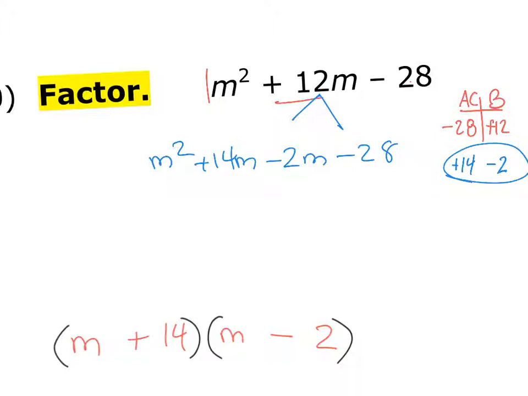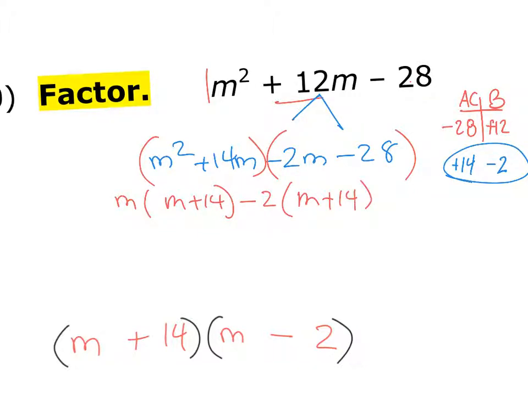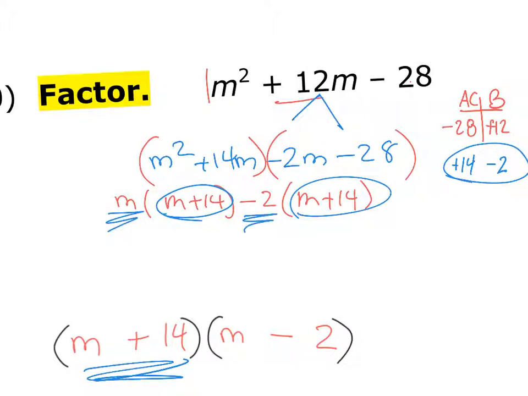And then from here you group and group. Take out the m, you're left with m plus 14. Take out negative 2, and you're left with m plus 14. So then your twins are m plus 14, and the other one is m minus 2.